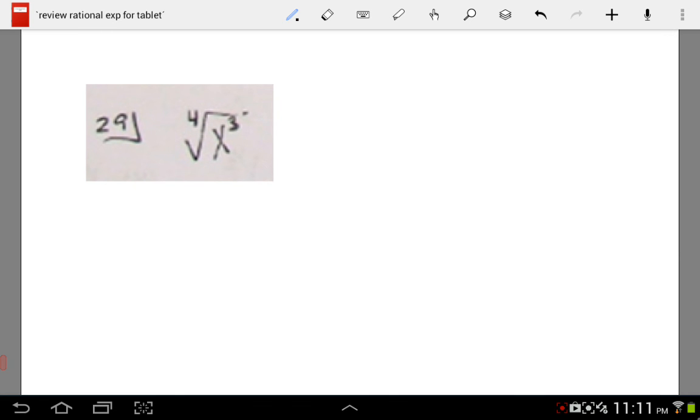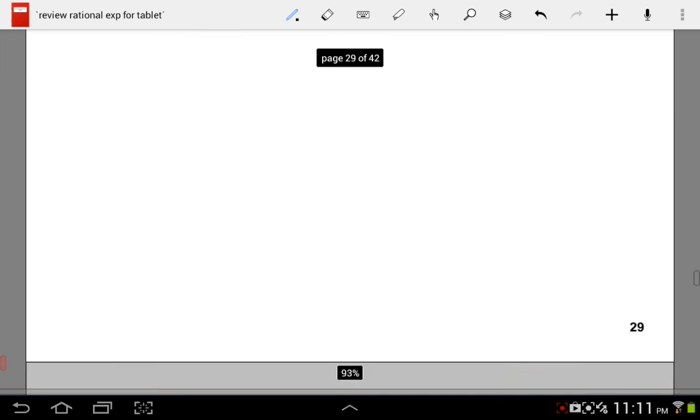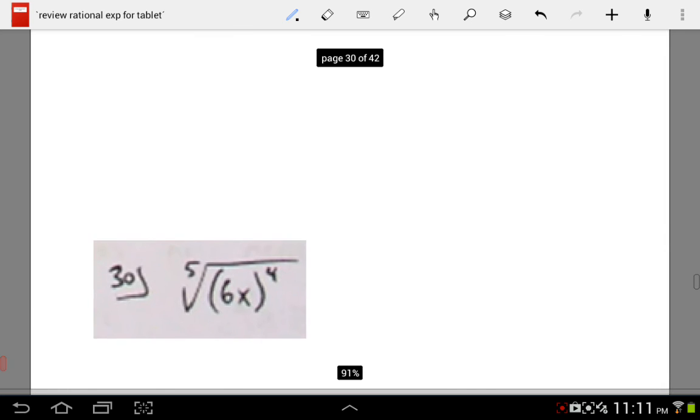Okay, 29 is pretty straightforward here. So we're just going to say x to, remember, say 3/4 power there. So that's just our rule there. Basically, rational exponents and radicals are really the same thing.